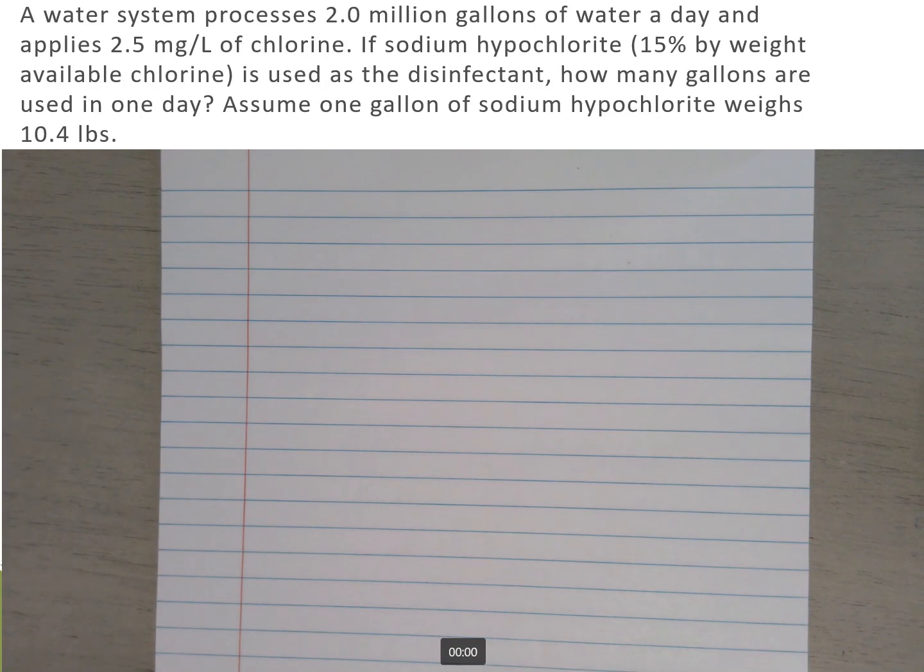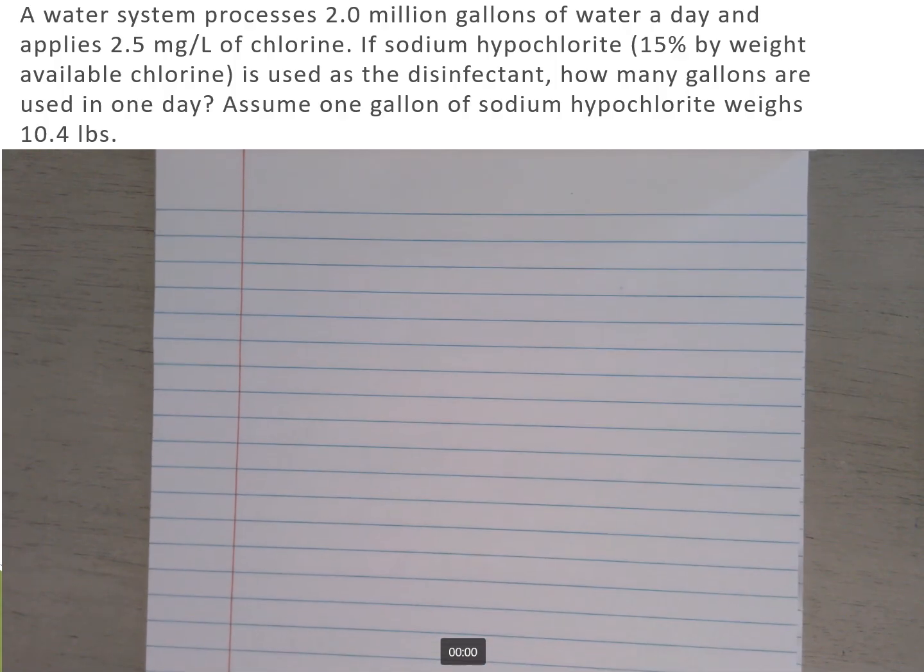So let's take a look at an example problem that uses sodium hypochlorite, which is a liquid, right? And uses it as application for chlorine. So the problem statement reads, a water system processes 2 million gallons of water a day and applies a 2.5 milligram per liter of chlorine concentration, right? If sodium hypochlorite, 15% by weight available chlorine, is used as the disinfectant, how many gallons are used in a day? Assume 1 gallon of sodium hypochlorite weighs 10.4 pounds. Okay, so let's go through, let's take this step by step.